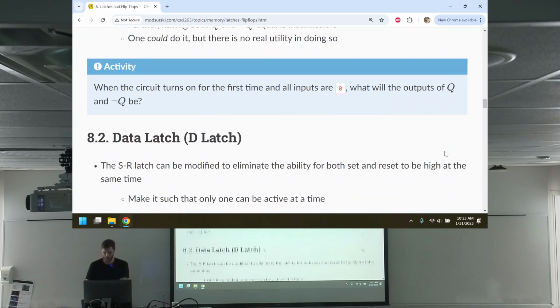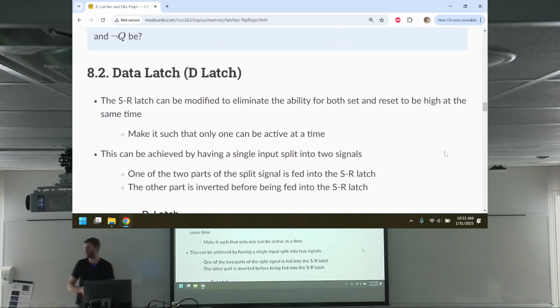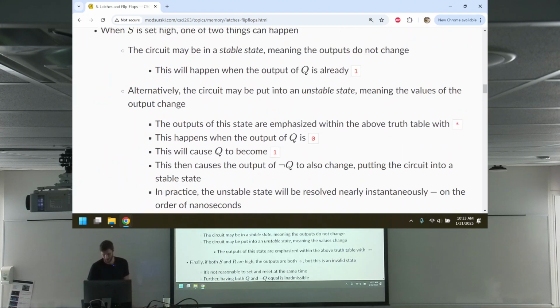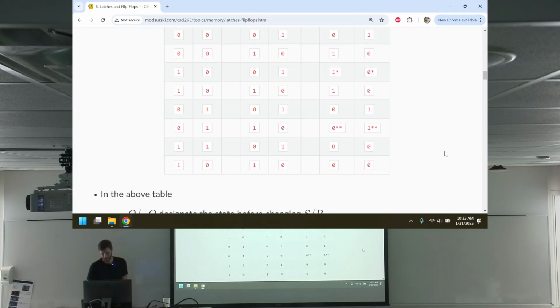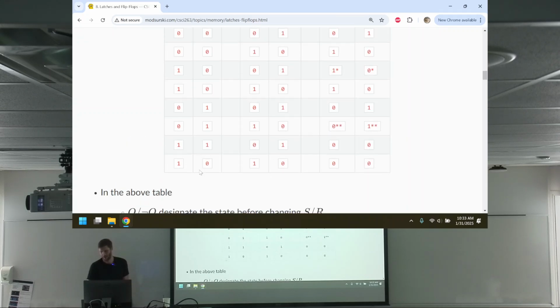Okay, now the D latch. The SR latch can be modified very slightly to eliminate the ability for both set and reset to be high at the same time. Remember how I was showing you up here? There was an error here. These should both be 1. But this is the undefined state, right?